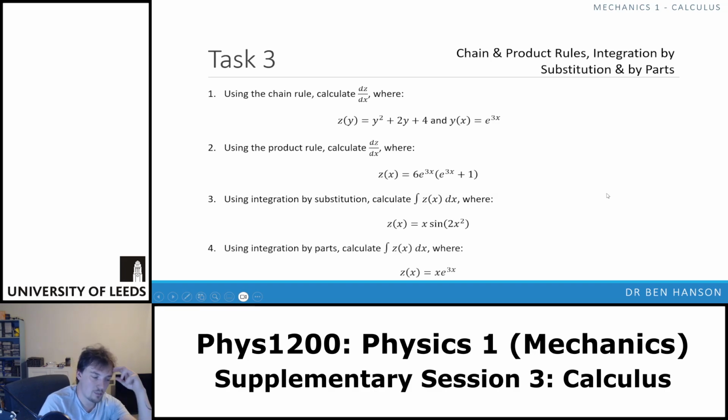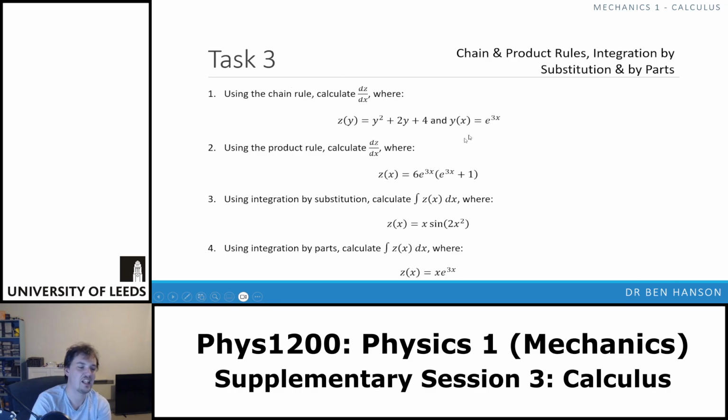And using integration by parts, which is the worst one. It's the hardest one to remember how to do it, but there's a guy on the internet called Black Pen Red Pen who has a really good method of doing integration by parts. So have a Google of that guy, Black Pen Red Pen. But using integration by parts, calculate the integral of z of x, where z of x is equal to x e to the 3x.